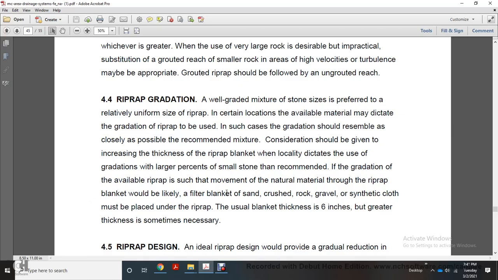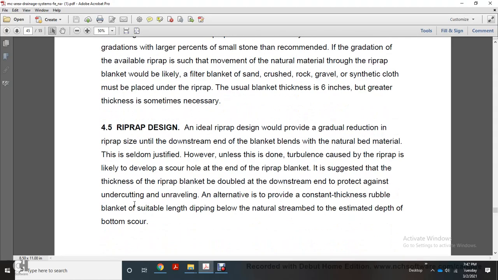Where riprap with the gradation available would allow movement of the natural material through the riprap blanket, a filter blanket of sand, crushed rock, gravel, or synthetic cloth must be used under the riprap. Usual blanket thickness is 6 inches, but greater thickness is sometimes necessary.